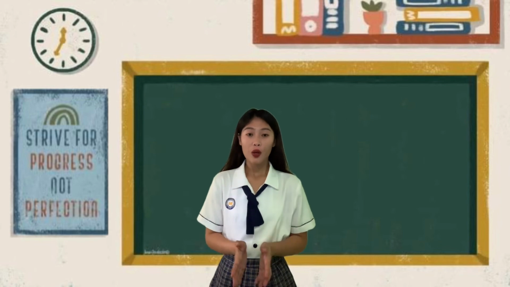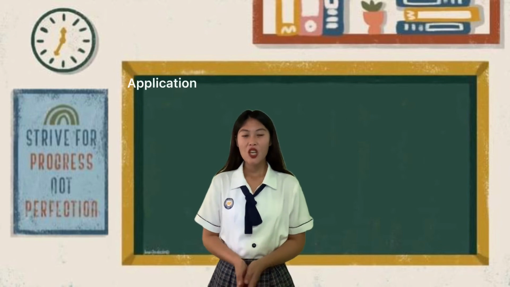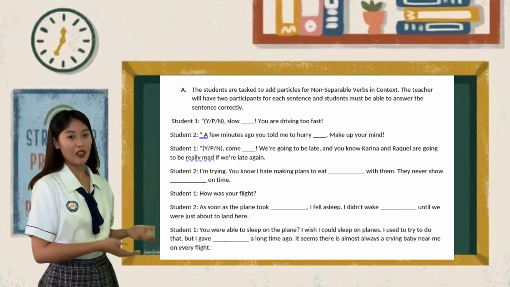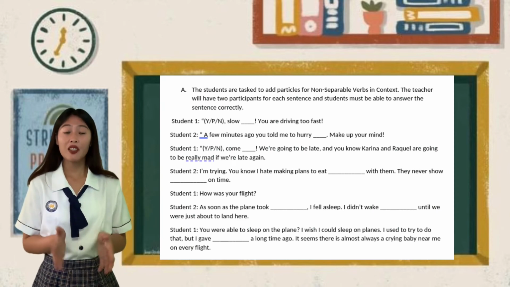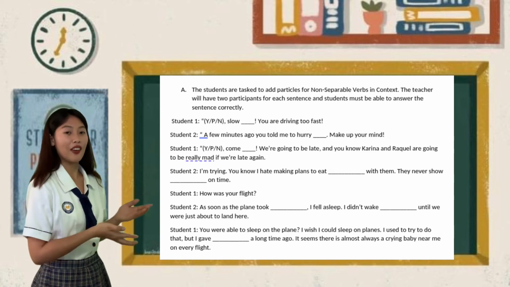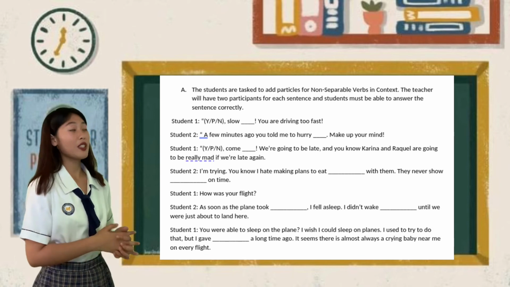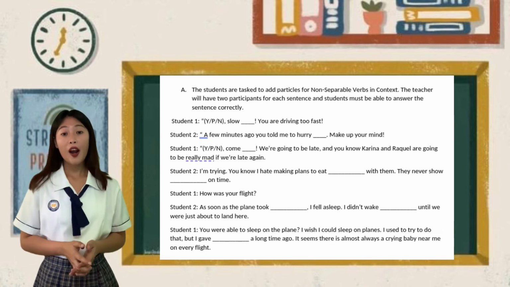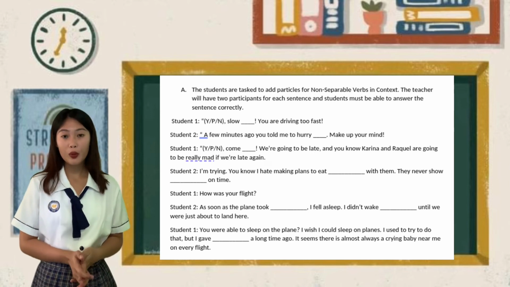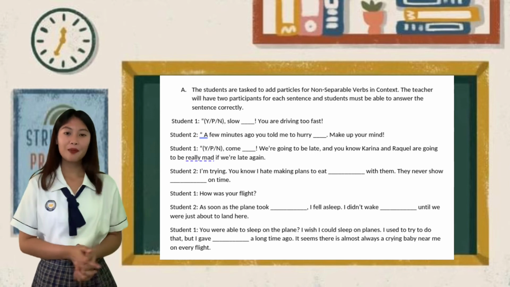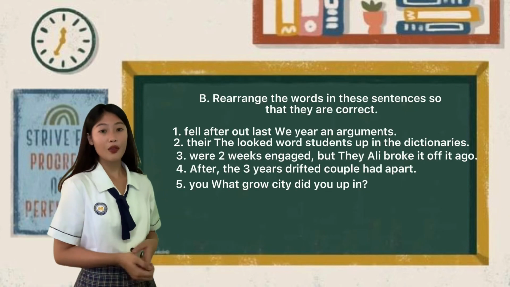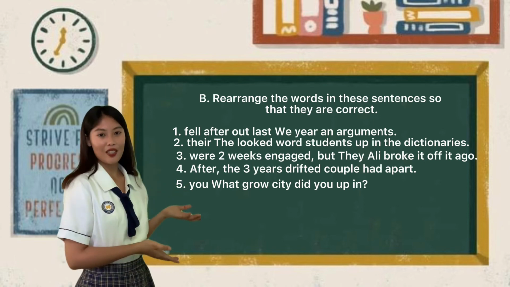Now students, we're going to apply what we have learned. You are tasked to add particles for non-separable verbs in the context. You will have to find your partner and you must be able to answer the sentence correctly. This falls on the discussion, which is the separable and non-separable phrasal verbs. I hope you will be able to accomplish this task. Next, you're going to rearrange words in these sentences so that they are correct. These are the sentences.